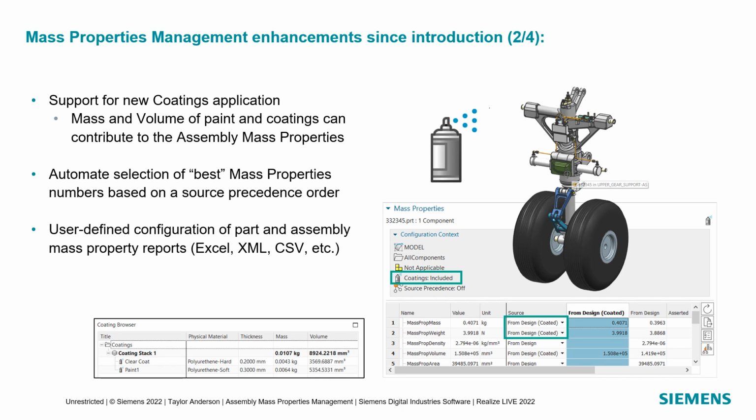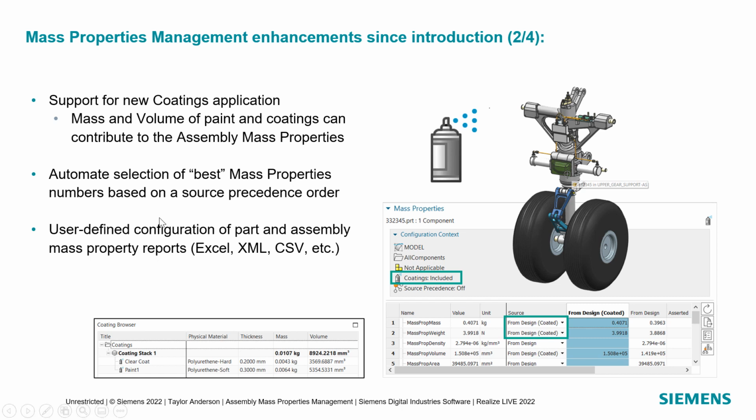Coatings was another big application that came through here, as we added the coatings application inside NX to be able to apply paints and coatings to parts. Those, of course, come along with mass and volume. And so those masses and volumes of those paints and coating layers can start to contribute. And so you'll start to see a from design coded status that can appear inside the mass properties roll up down here. And we'll be able to roll up those with coating masses if we want to.